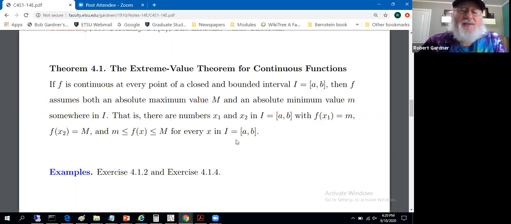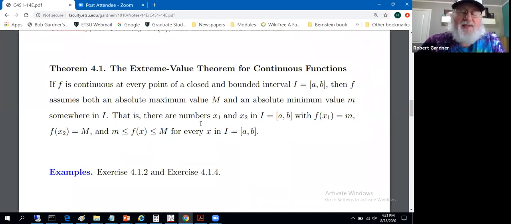And for every x in this interval, lowercase m is less than or equal to f of x is less than or equal to capital M. In other words, this is a lower bound, this is an upper bound, and the function attains those bounds. It attains this lower bound at x sub 1. It attains this upper bound at x sub 2. That's what the x sub 1 and x sub 2 they gave us mean. So the function never gets bigger than capital M. It never gets lower than lowercase m. And it actually does take on those extreme values.